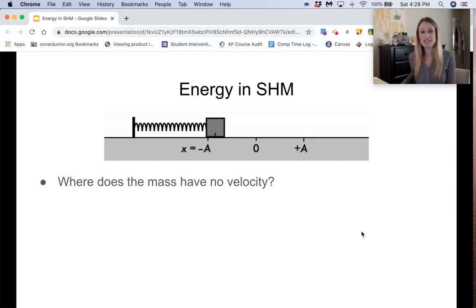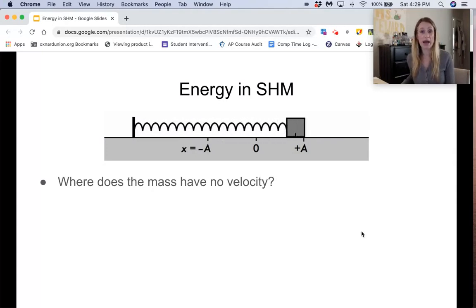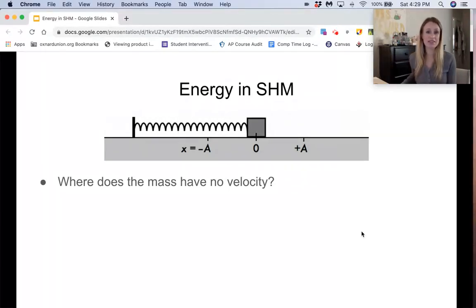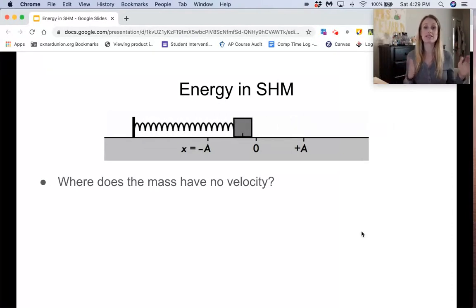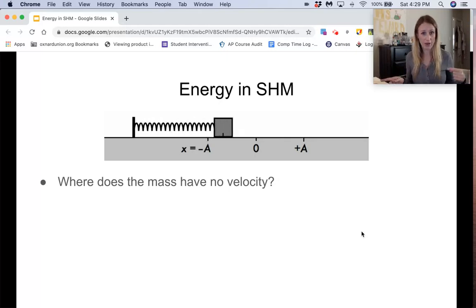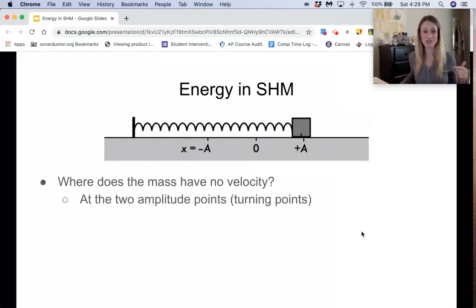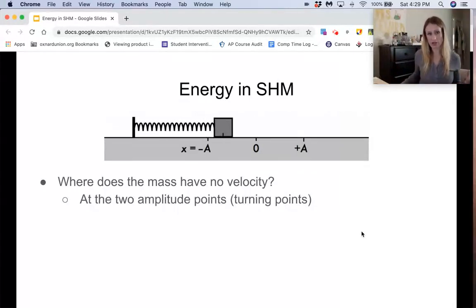Now here we can see as this mass on a spring goes back and forth, it oscillates between the positive amplitude and the negative amplitude. At those two amplitude points, which we can call turning points, the mass stops and turns around. So we can see that at those points, we have a brief moment of no velocity before we then turn around and the sign of velocity changes. So this occurs at the two amplitude points or the two turning points.